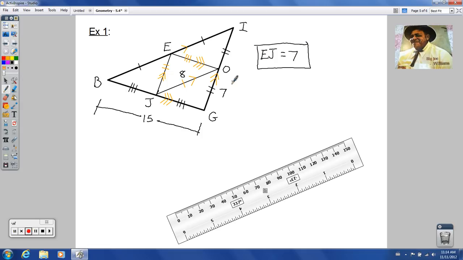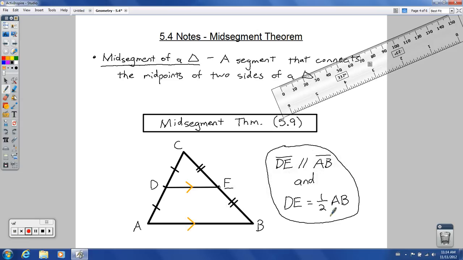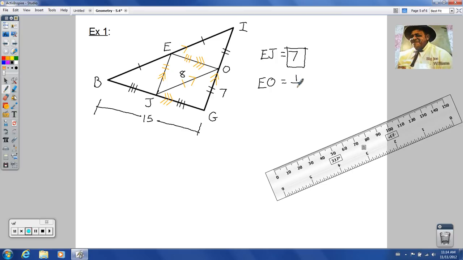What if I asked you for EO? What is EO? We'll box in just the numbers here. What is EO? EO would be, well, go back to your theorem if you forgot, it's half as long as the longer segment that is parallel to itself. So the mid segment is half as long as the segment it's parallel to. This has to be half as long as the segment it's parallel to. So what's half of 15? That's basically all we have to do here. 1/2 times 15. Half of 15.